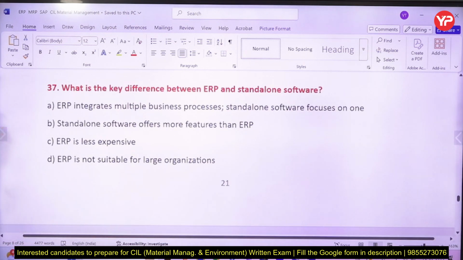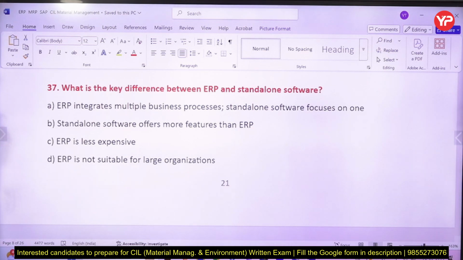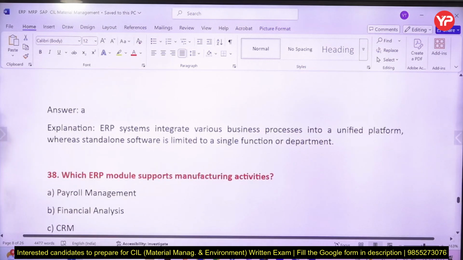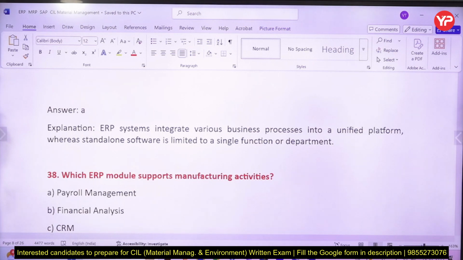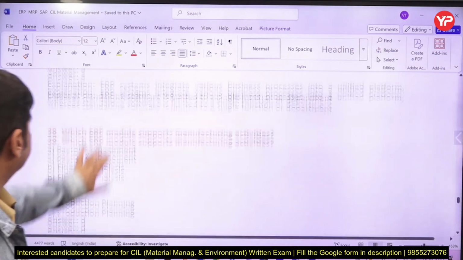What is the key difference between ERP and standalone software? Standalone software. How can standalone software provide more features? It cannot. Right? So the answer is ERP integrates various business processes into a unified platform. It doesn't do a single function, it integrates.